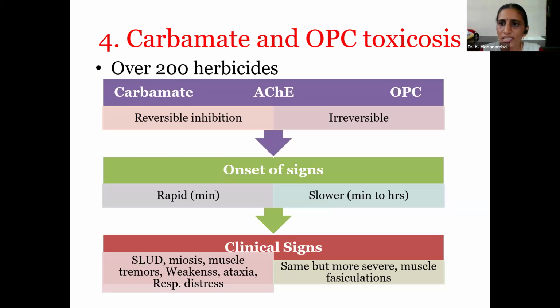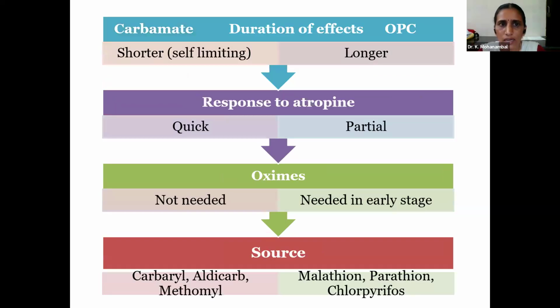Carbamate poisoning causes reversible inhibition of acetylcholinesterase, so it is very easy to treat. Sometimes, if the poison is taken in a very small amount, the animal will recover by itself. The clinical signs also exhibit very quickly in carbamate toxicity. Whereas in OPC, the binding is irreversible, so the animal will exhibit clinical signs very slowly.